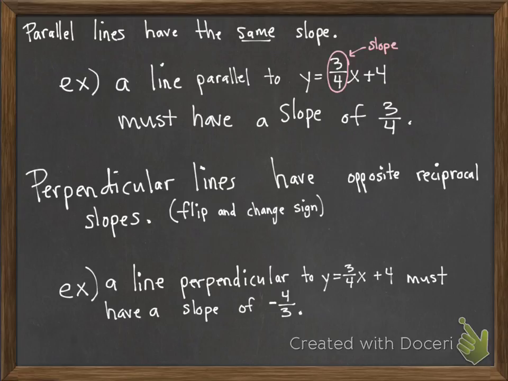Here's how I found that. We look at the slope, which is the number in front of the x. First, we take 3/4 and flip it, so it becomes 4/3. Then we change the sign. Since it was positive, we would change it to a negative number. So -4/3 is the opposite reciprocal, and a perpendicular line would have to have that slope.